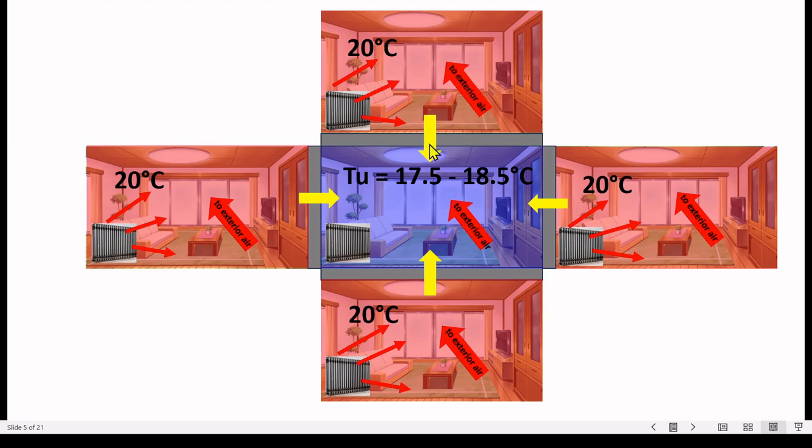That means that the energy necessary to maintain this temperature is the same as the energy necessary to maintain 20 degrees. So an unheated apartment will consume almost the same energy to maintain its temperature as a heated apartment, only that this energy will be taken from all four neighboring apartments.